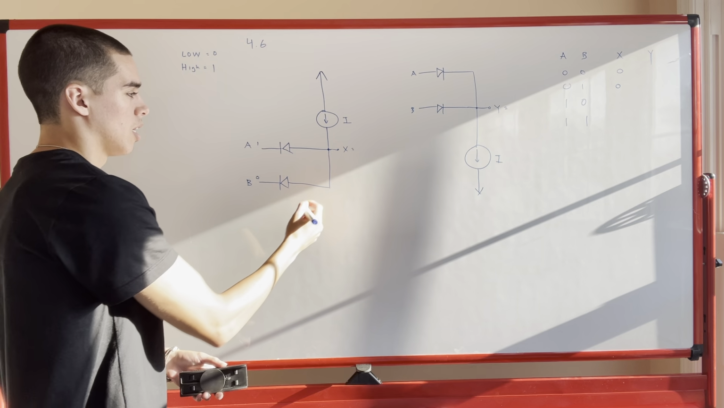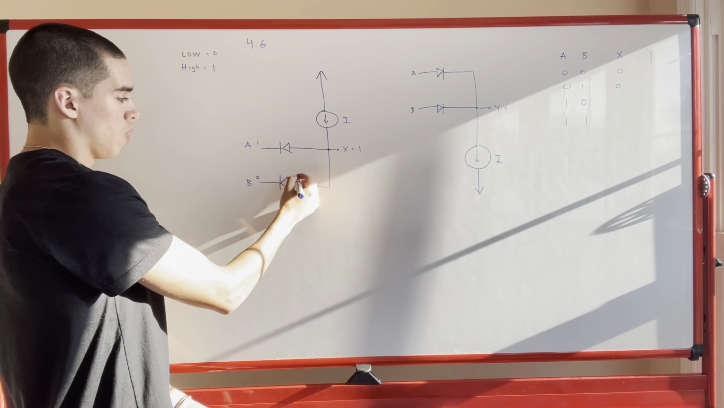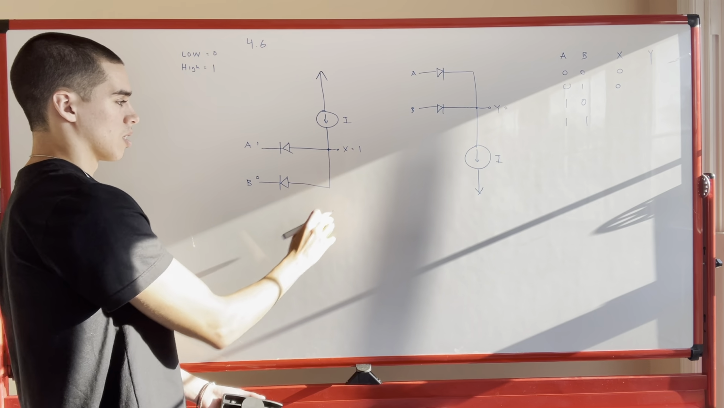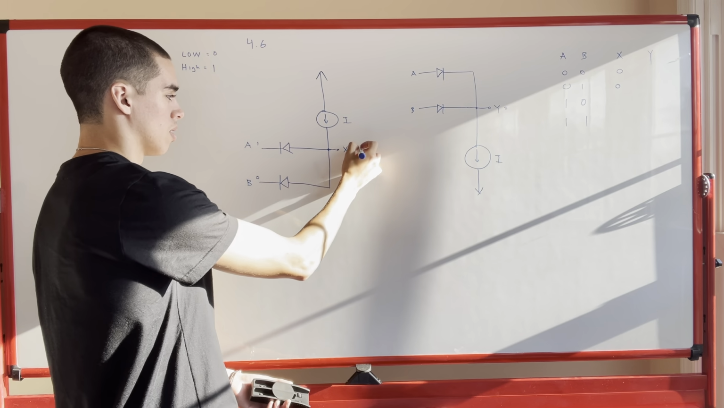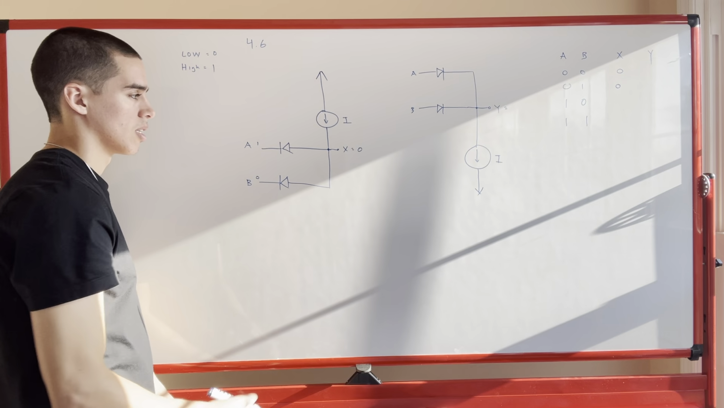Let's assume A is on, making x 1. And if this is a 1 and this is 0, this is going to conduct. So that's going to make this all a short circuit. So actually x is going to be a 0. And if this is a 0 and this is a 1, open circuit.